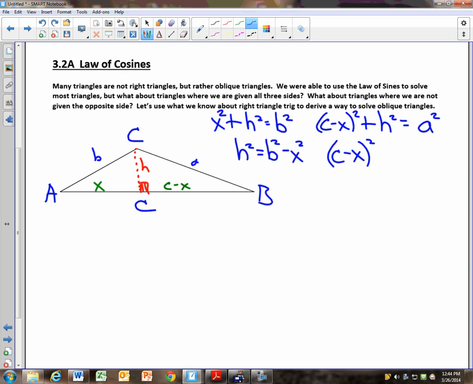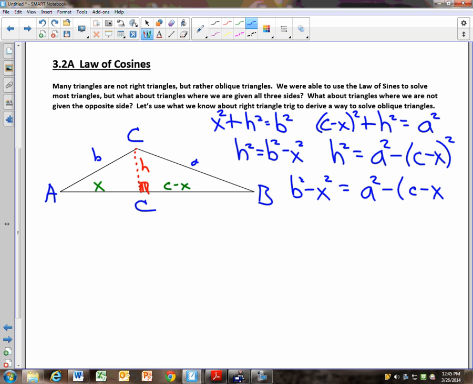Whoops, sorry. And h squared equals a squared minus the quantity c minus x squared. Sorry, Preston. I really feel bad. All right, they're both equal to h squared, so they're both equal to each other. That got rid of our h squared, didn't it? So now we got b squared minus x squared is equal to a squared minus the quantity c minus x squared.